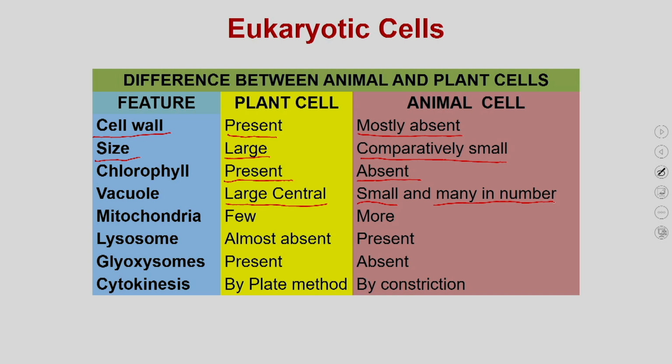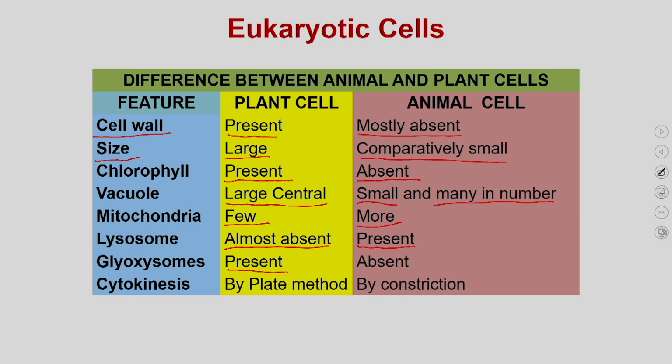Mitochondria is the energy producing organelle present in the eukaryotic cell, and its number is few in the plant cell compared to the animal cell, which contains a very large number of mitochondria, because animal cells are energetically more active and require more energy for their metabolic and other activities. Lysosomes are almost absent in the plant cell, whereas they are present in the animal cell, and they have a very unique and typical function inside the eukaryotic animal cell.